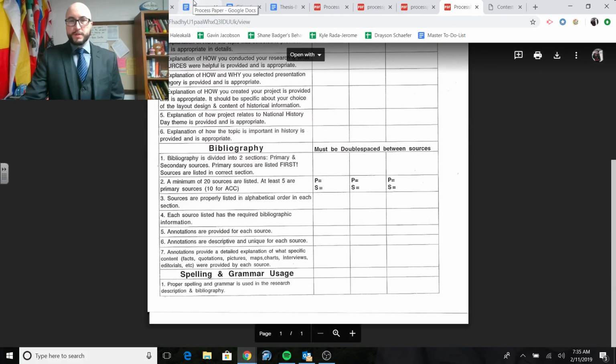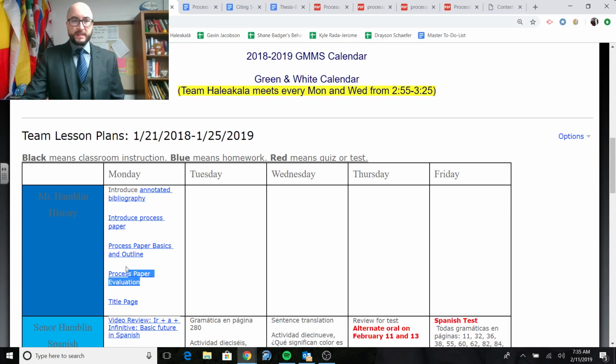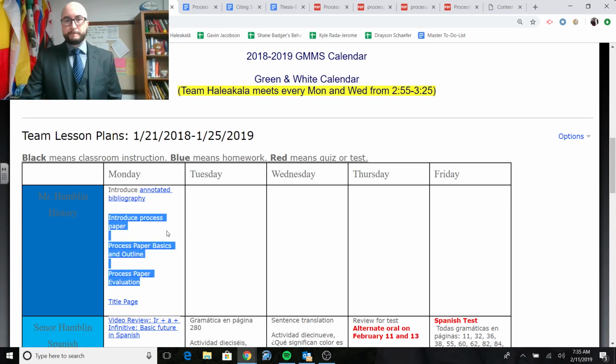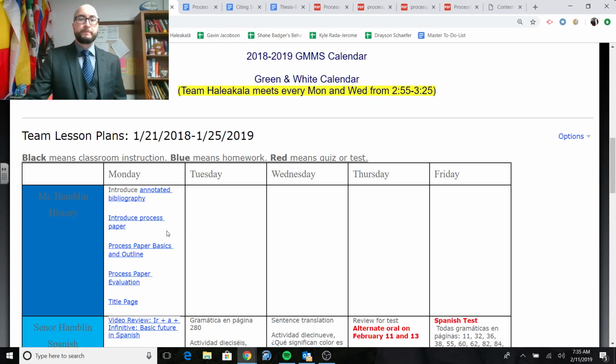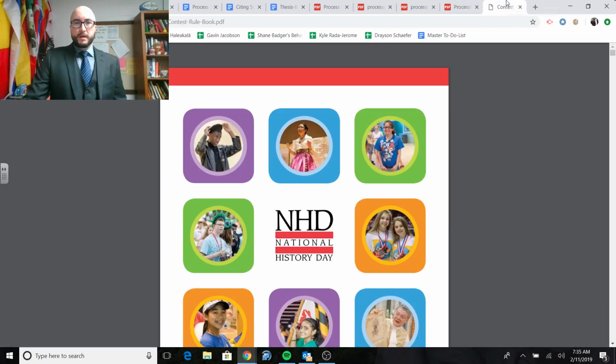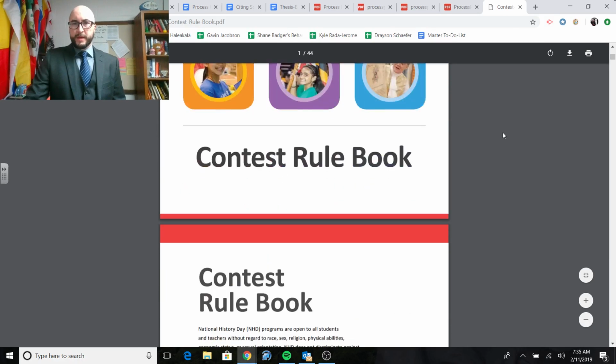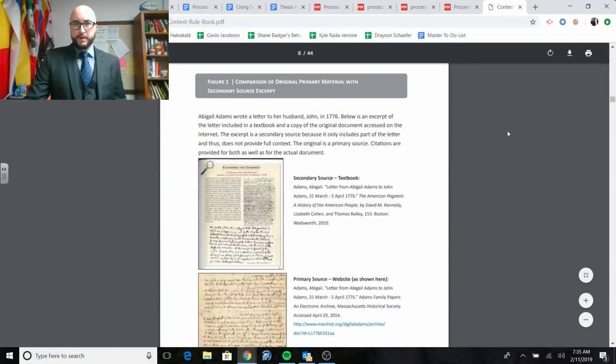Okay. So take your time to look at that stuff. Remember, all these links are right here for the process paper, so you should have access to everything. All right, finally, title page. We're on to the very last thing, and title page is under Rule 17, so we'll go there.